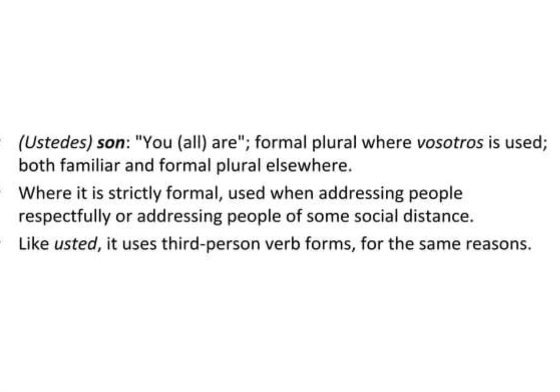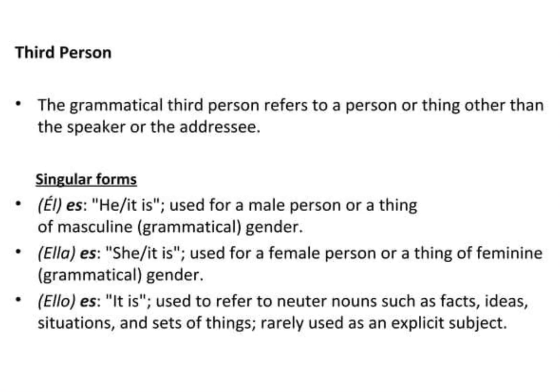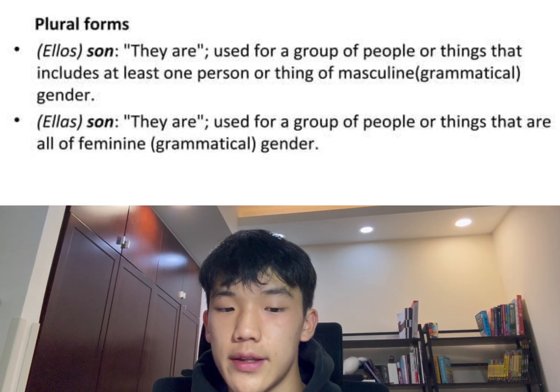This is a formal plural, used where vosotros is used, but both familiar and formal plural elsewhere. This is usually used when it is strictly formal, when you are addressing someone really respectfully, or someone at some distance. Then, in third person, you would have él, ella, ello, ellos, and ellas. In this case, él refers to he, ella refers to she, ello refers to it, and ellos refers to they, with ellas referring to the feminine gender.